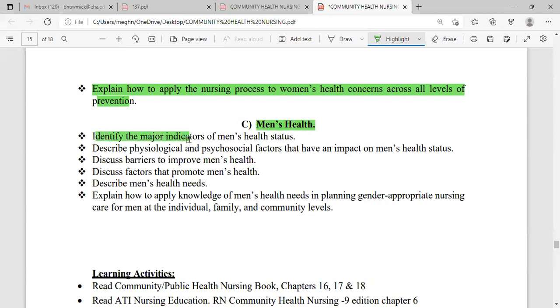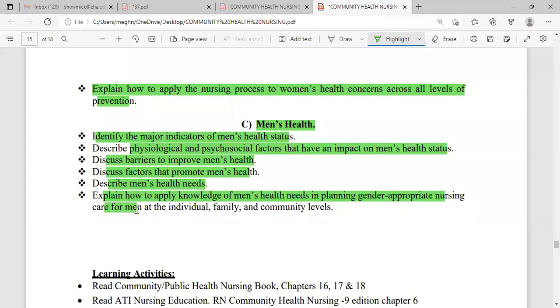Identify major indicators of men's health status. Describe the physiological and psychological factors that have an impact on men's health status. Discuss the barriers to improved men's health. Discuss the factors that promote men's health. Describe men's health needs. Explain how to apply knowledge of men's health needs in planning gender-appropriate nursing care for men at the individual, family, and community level.